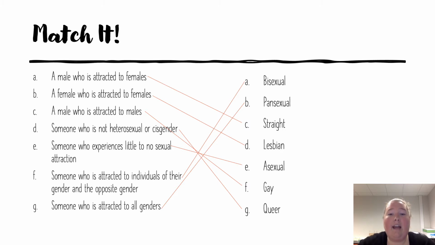Someone who is not heterosexual or cisgender can be labeled as queer. Someone who experiences little to no sexual attraction can be labeled as asexual. Someone who's attracted to individuals of their gender and the opposite gender can be labeled as bisexual. And someone who's attracted to all genders can be labeled as pansexual. How many did you get right?